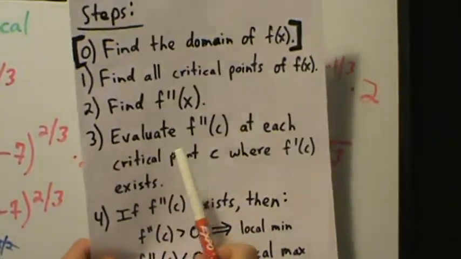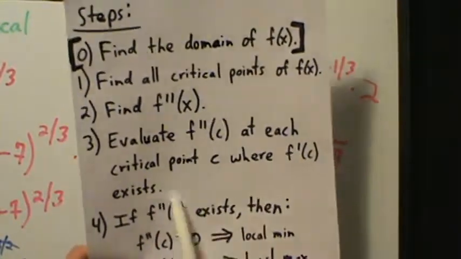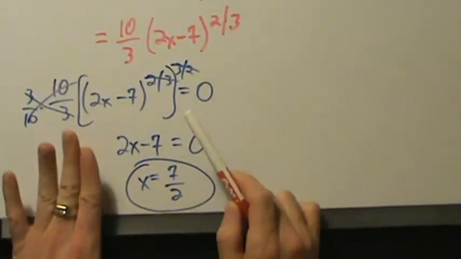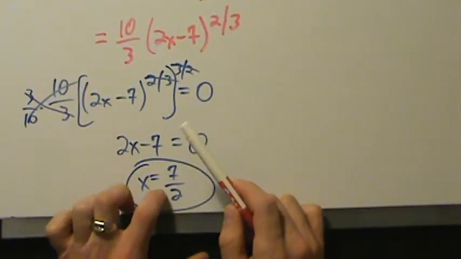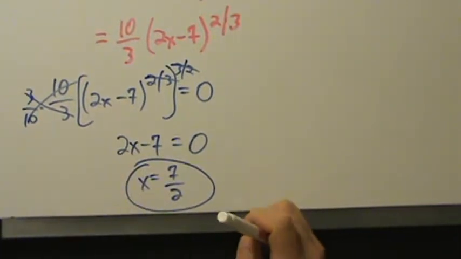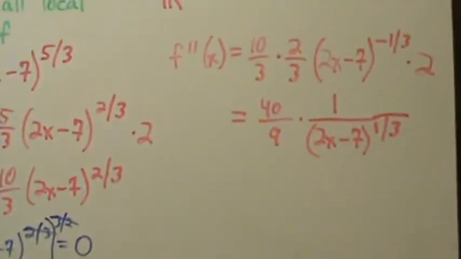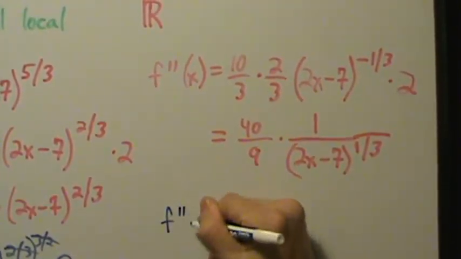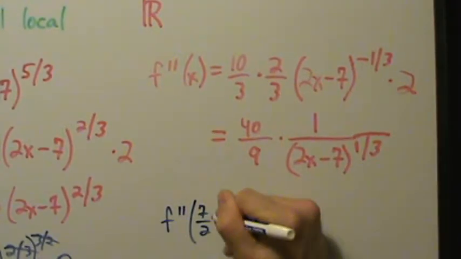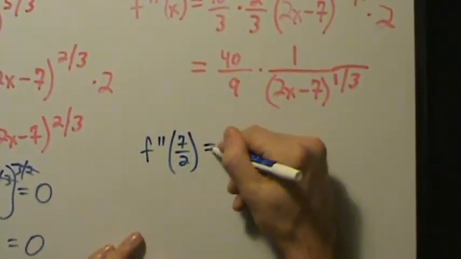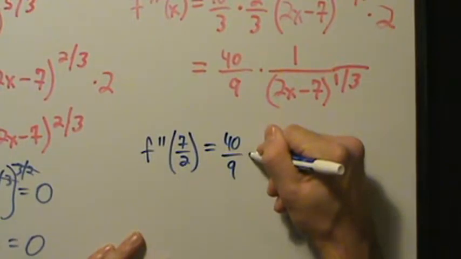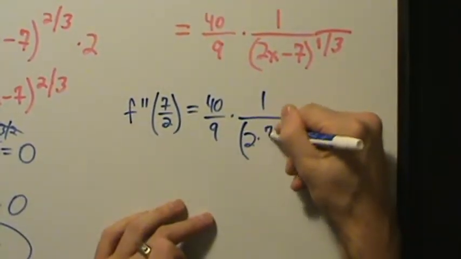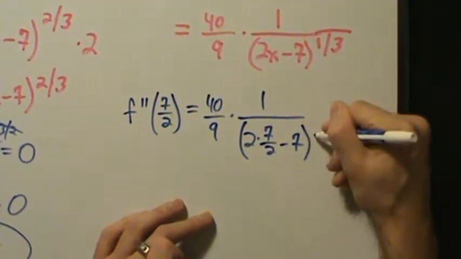Now step 3, evaluate f double prime of c at each critical point c where f prime of c exists. Well, we only have this one critical point, 7/2, and we know the derivative exists there, because if we plug this into the derivative, we get 0, right? That's how we found this guy. So we're okay to do step 3. So let's go ahead and do that. So f double prime of 7/2, so evaluate the second derivative at the critical point. F double prime of 7/2 equals 40 over 9 times 1 over (2 times 7/2 minus 7) to the 1/3.